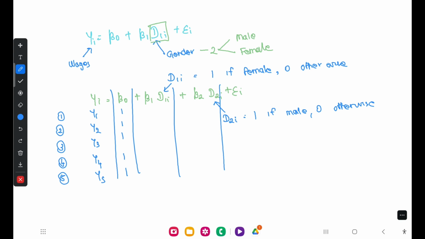Under beta 1, if it's a female, we put 1, and if it's a male, we put 0. So let's say the second person I interviewed and the last person I interviewed were females. So I put 1 for them and 0 for males. It will be the opposite over here, right? In D2, these two were females, so I put 0, and the rest of them were males.